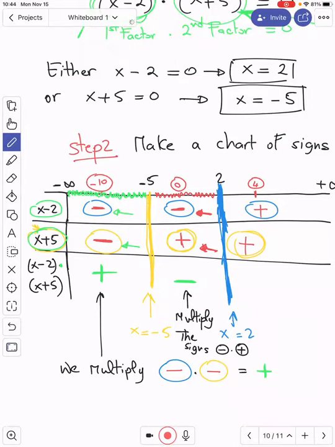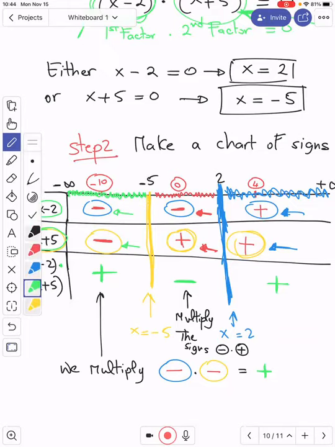Now the last interval is from +2 to positive infinity. This is my third interval. In this third interval, x minus 2 is positive, and the x plus 5 is also positive. So when you multiply the two factors, x minus 2 by x plus 5, you're multiplying a positive number by another positive number. So it's positive times positive, and the answer, of course, would be positive.